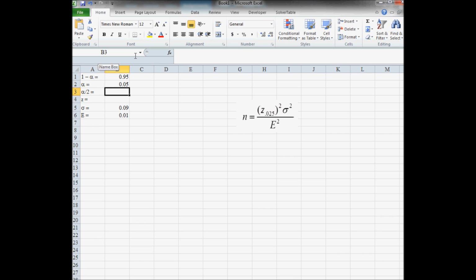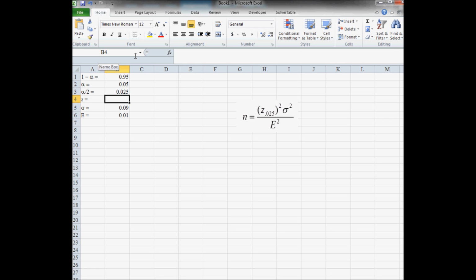Why do we divide the alpha by 2? Alpha divided by 2 represents the significance being split into 2 parts, because every confidence interval has 2 parts: a lower confidence level and an upper confidence level. So we always divide the alpha by 2 for confidence intervals. The alpha divided by 2 value is 0.025.